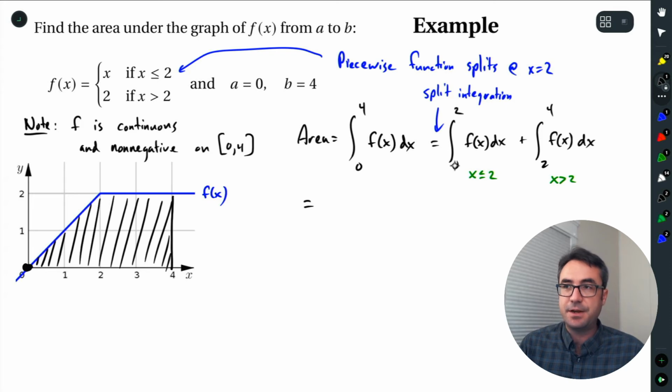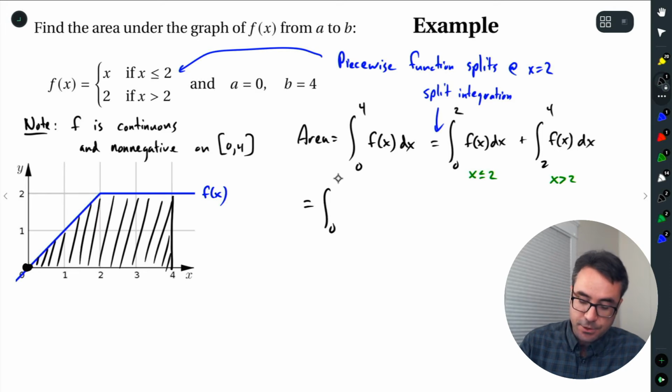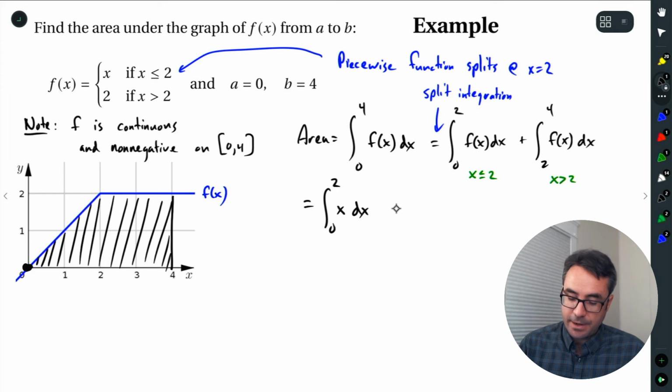So this first definite integral is going from 0 to 2. So those are the x values where x is less than or equal to 2. So we're just going to rewrite our function. So f of x is x in that case. And then we're going to have the integral from 2 to 4.